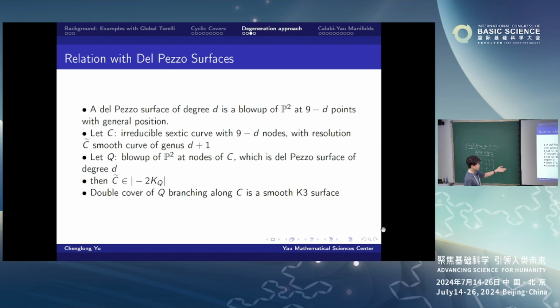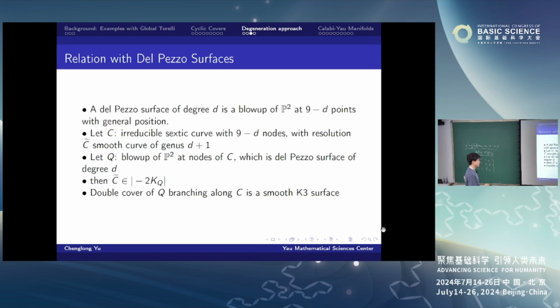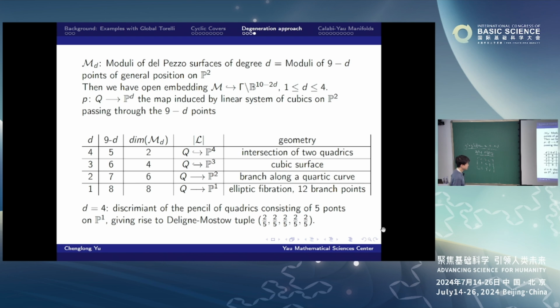And the K3 surface we obtain here is a double cover of the Deligne-Mostow surface. So essentially, the previous construction for type 4 domain comes from these double covers, these smooth K3 surfaces. And there are some other works relating the moduli of K3 surfaces, moduli of del Pezzo surfaces, also to Ball quotients, not to type 4 domain.